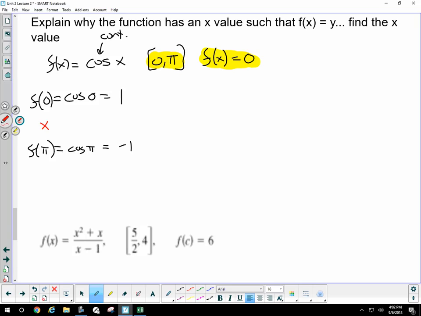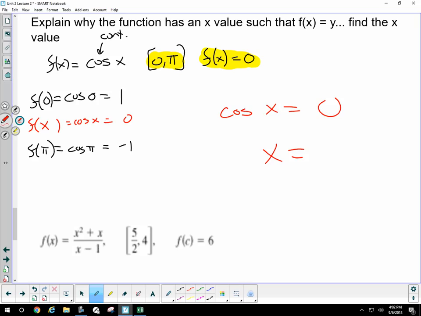Through that quick analysis, finding 2 points and knowing that the function is continuous, I know for sure that there is some x value between 0 and pi such that the cosine of x is equal to 0, because 0 is between 1 and negative 1. What is that value? Pi over 2. So it exists, we knew it existed, and boom, we found the solution. That one was easy enough to do.